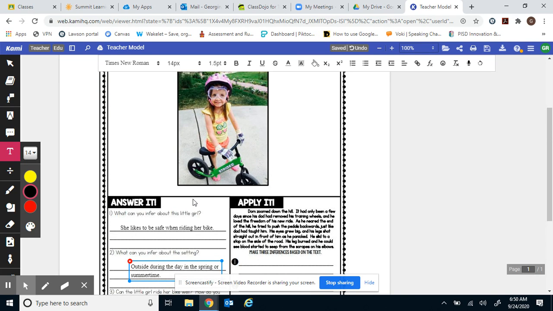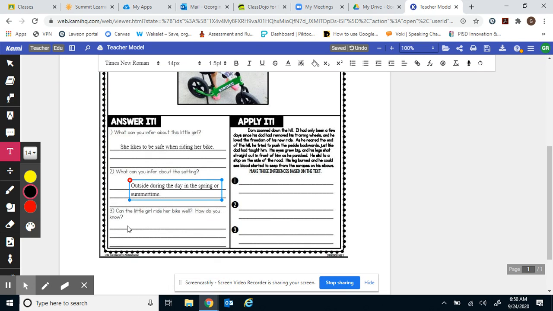Well, then let me come up here and look at the picture again. I notice it's a small bike, but I know that when children first start riding bikes, they have training wheels. Well, this little girl doesn't have any training wheels. So obviously she's learned to ride her bike well. So I'm going to put the answer to yes, she can ride her bike well. And the reason, because it asks, how do I know? Because she does not have training wheels.